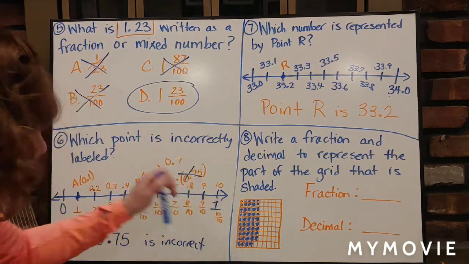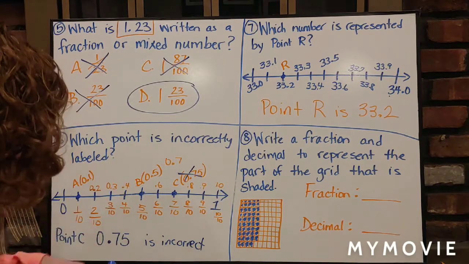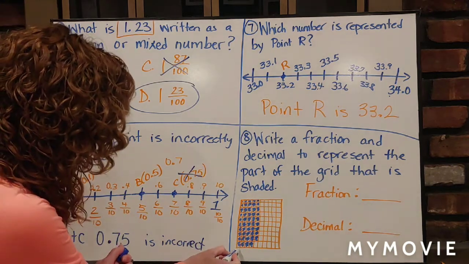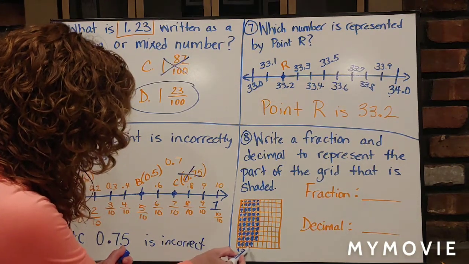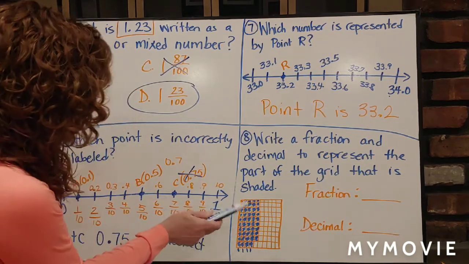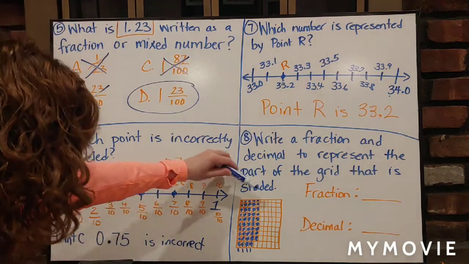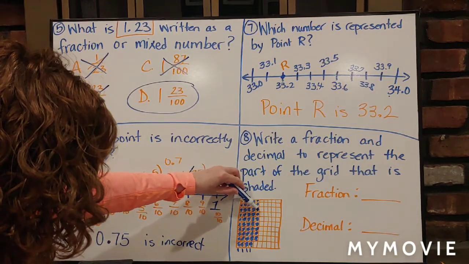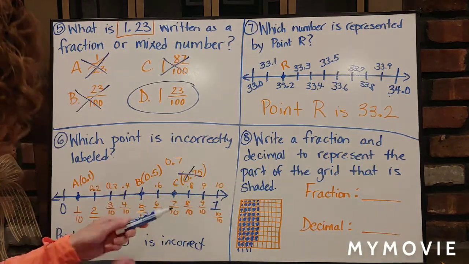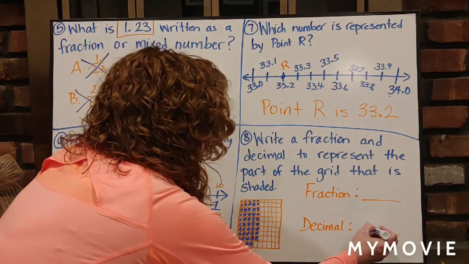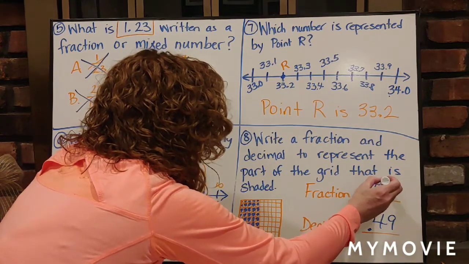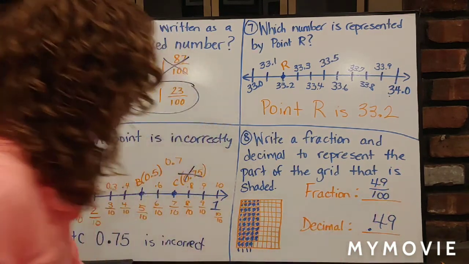We know each column is 10, right? Because it's a 100 grid, so each column is 10. So we have 10, 20, 30, 40, and then count 41, 42, 43, 44, 45, 46, 47, 48, 49. So this is 49 hundredths, or 49 over 100.